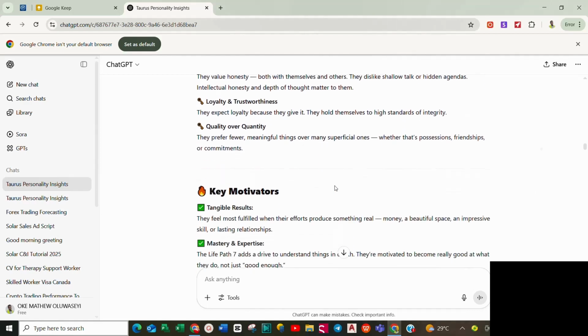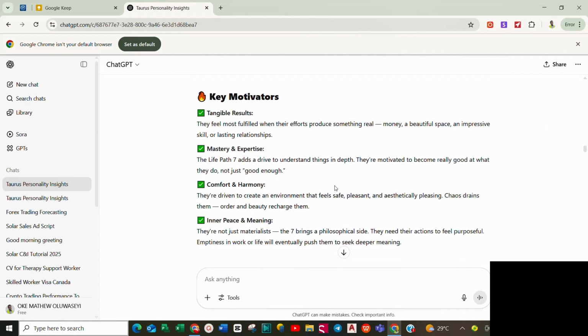That said, their key motivator in a way is tangible results. They feel more fulfilled when their effort produces something real, like making money or building a beautiful space. When their effort produces something big and real, they feel happier. Tangible results. Then mastery and expertise. They are motivated to become really good at what they do, not just good enough, really good. And then comfort and harmony.